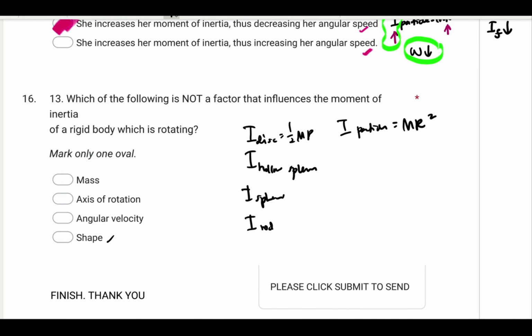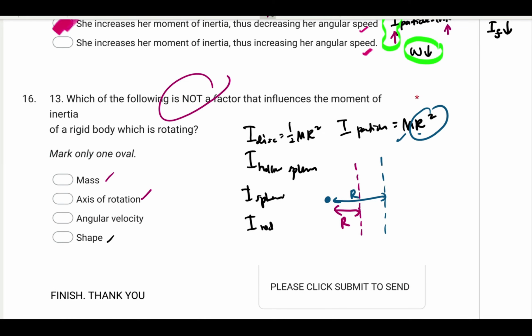This half mr². Okay, so means that the moment of inertia obviously depends on the mass, right? Okay, and also the axis of rotation. Sebab tu kita nak ukur R ni lah. Kalau kat sini lain lah. Kalau axis of rotation dia dekat sini, R dia kat situ. Kan? Kalau dia dekat sikit dengan sini, axis of rotation dia, R dia akan lagi kecil lah kat sini. Okay? So mass, axis of rotation. Yang dia nak adalah factor that does not influence the moment of inertia. So the answer is C.